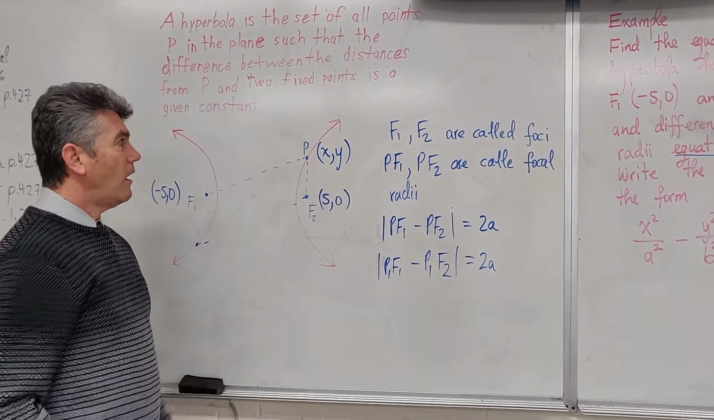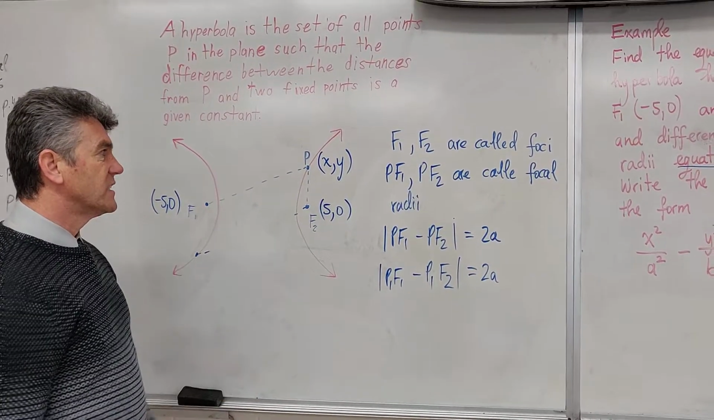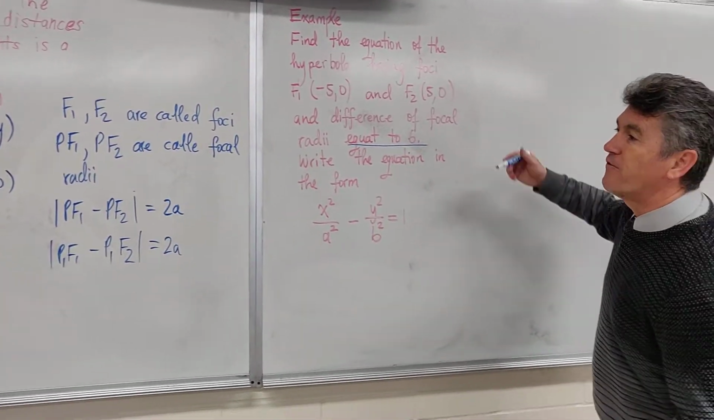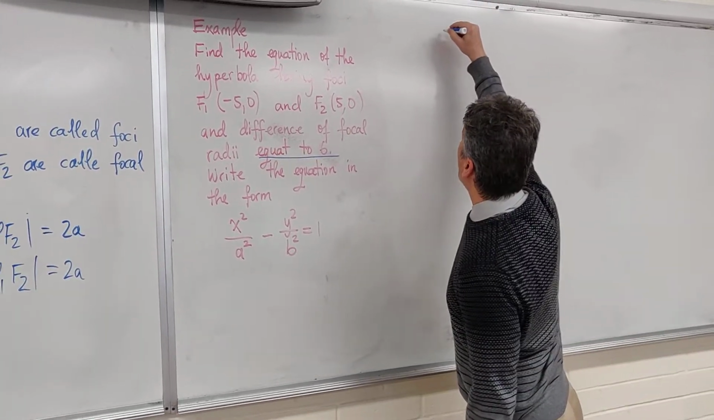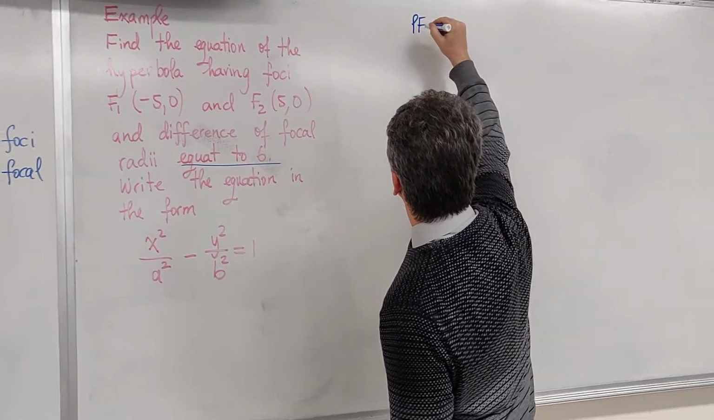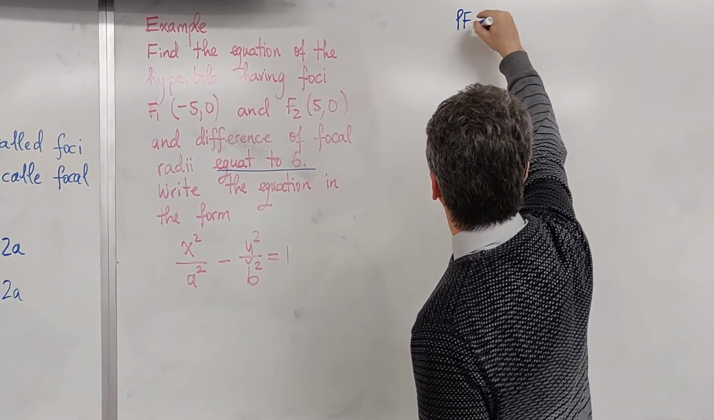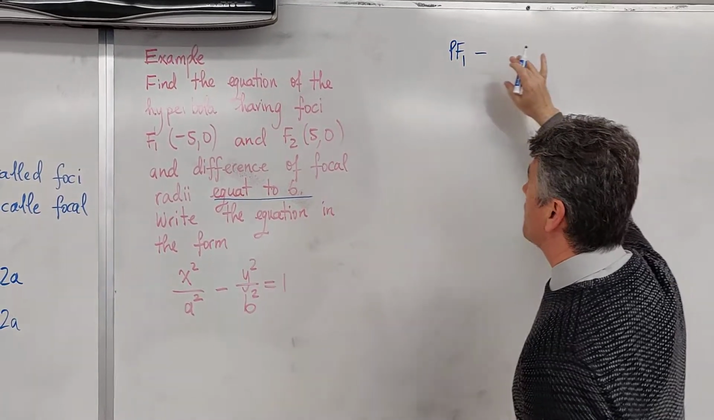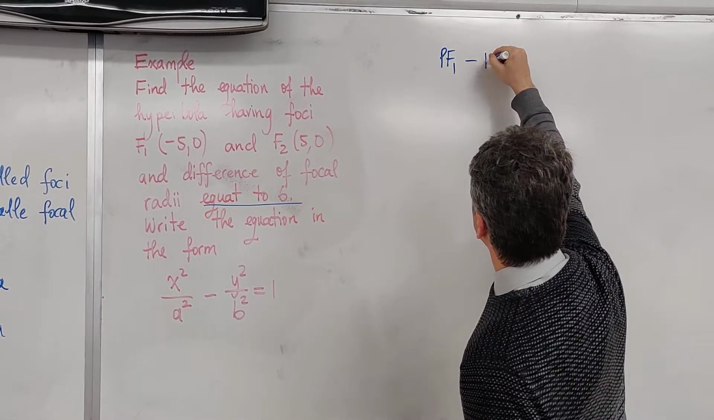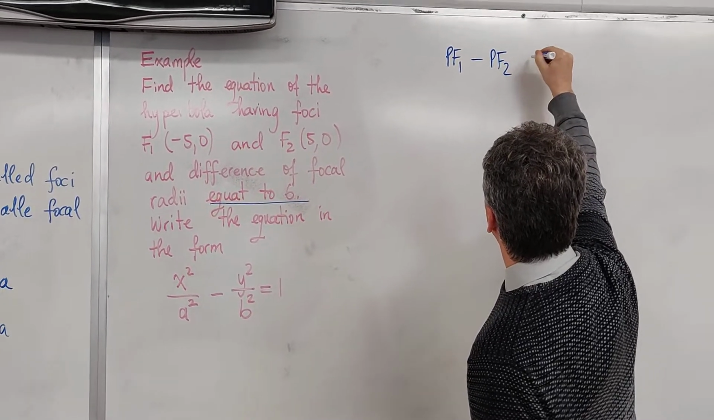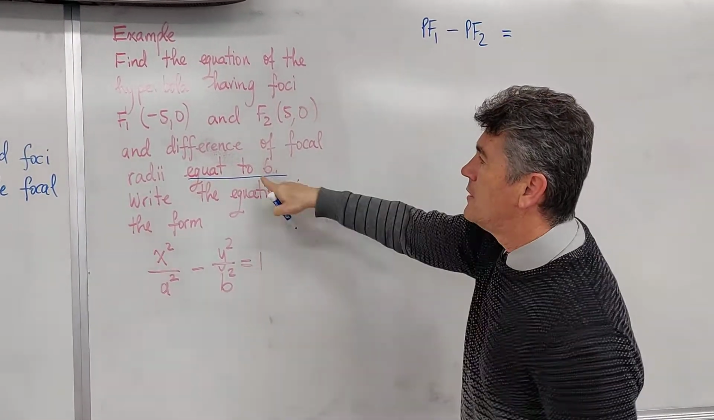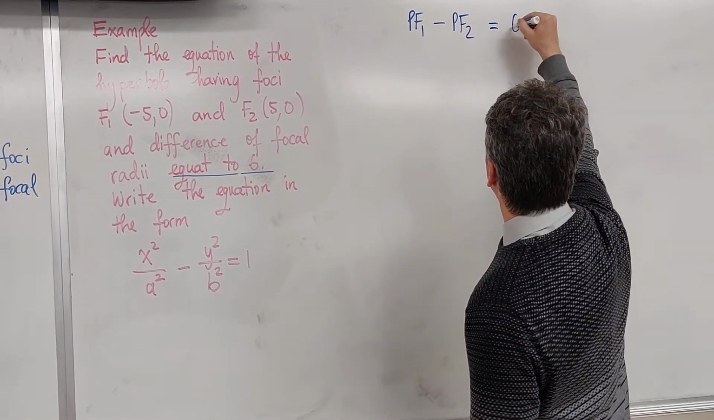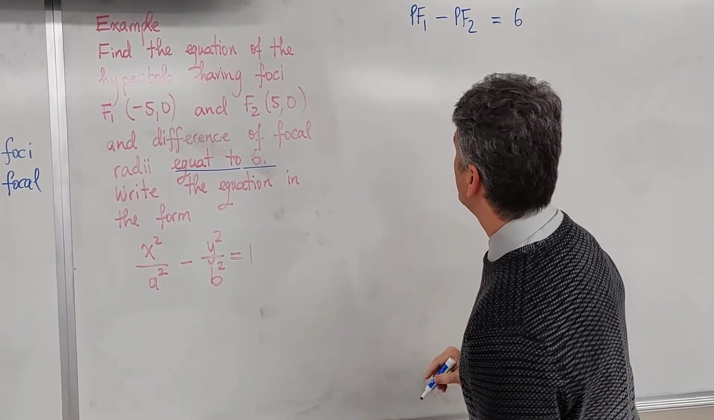Now, I chose this point to be closer to the second focus, and so I'm not going to use absolute value bars this time. From our illustration, from our diagram, you can see that P F sub 1, the distance from P to the first focus, is greater than the distance from P to the second focus, and this is equal to 6. So the difference of the focal radii is equal to 6. So we're going to set it equal to 6.